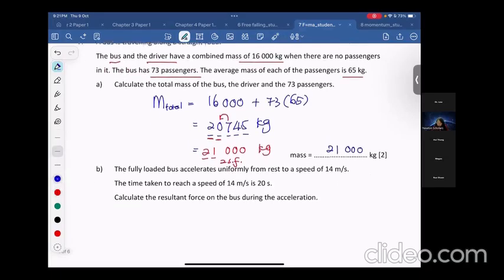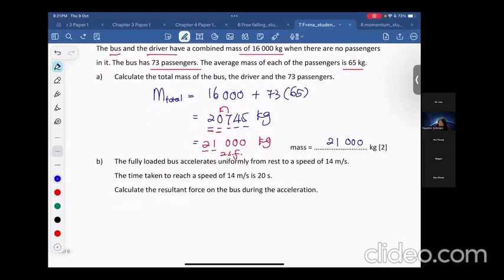Okay, with this mass, they tell you that the fully loaded bus accelerates uniformly from rest. Write down u equals 0, starting from rest. To the speed, so write down v. The time taken is 20 seconds. Can you calculate resultant force? Resultant force equals ma. What is your resultant force? They don't give you a, so you have to calculate the a.